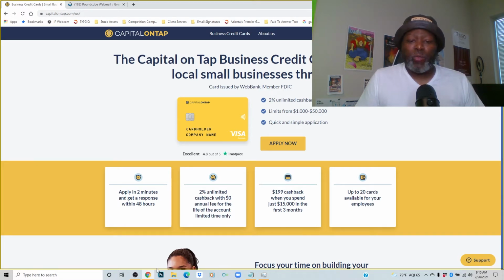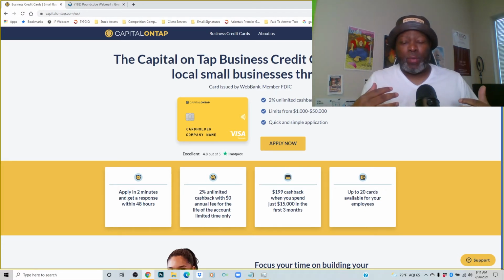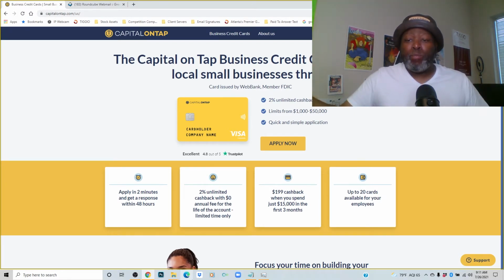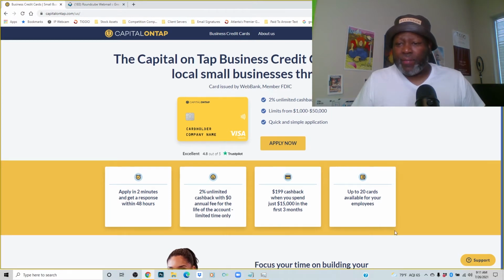2% unlimited cash back with zero annual fee for the life of the account, limited time only. $199 cash back when you spend just $15,000 in the first 3 months. And you can receive up to 20 cards available for your employees. So, for example, before I go further, just say that you run a small business and you don't want to print out paper checks anymore. People want their money a little faster. So what you can do from your business checking account, you can connect these cards. Well, you can transfer the money from your business checking account onto your card, and then you can fund these cards for your employees. All right, now, let's keep going.